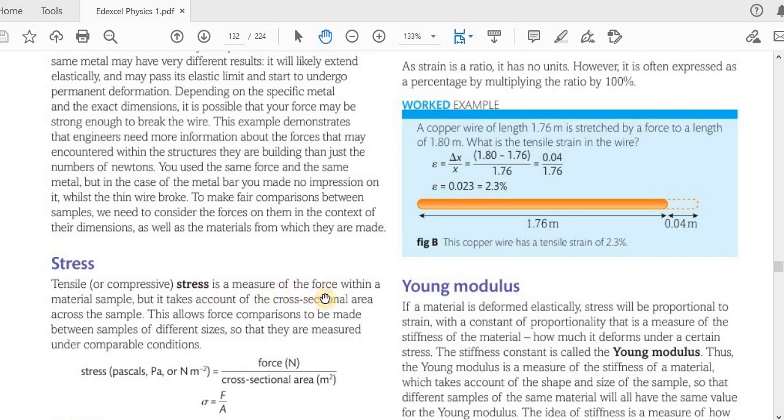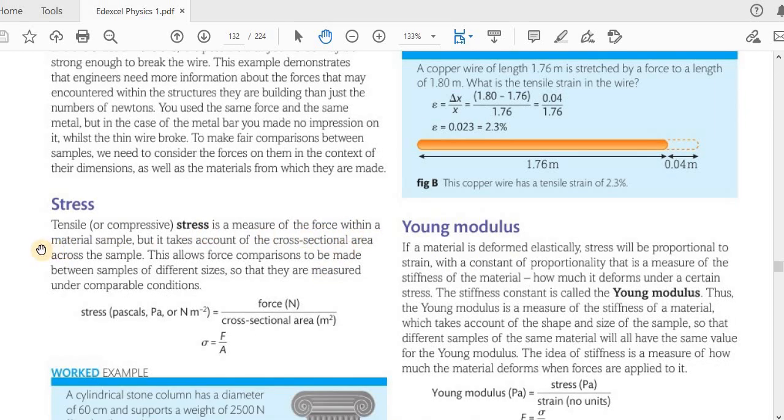Tensile or compressive stress is a measure of the force within a material sample. So it's within the material, but it takes account of the cross-sectional area across the sample. This allows the force comparisons to be made between samples of different sizes, so that they are measured under comparable conditions. Okay, that is regarding stress.